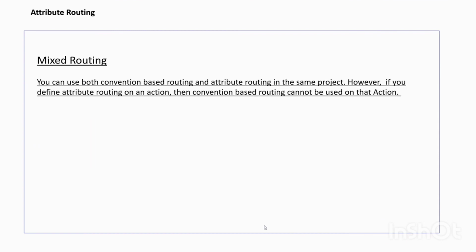Mixed routing means you can specify both convention based routing and attribute routing in the same project, but if you define the attribute routing on an action, then convention based routing cannot be used on that action.